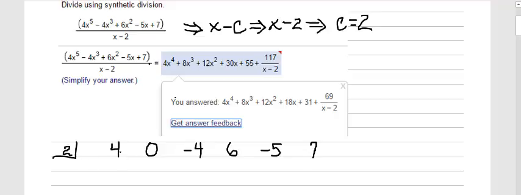Whatever the degree of my polynomial is, the number of coefficients I should have is 1 more than the degree. So the degree is 5, so I should have 6 coefficients here. 1, 2, 3, 4, 5, 6. All right, so I am going to carry out the process of synthetic division here.